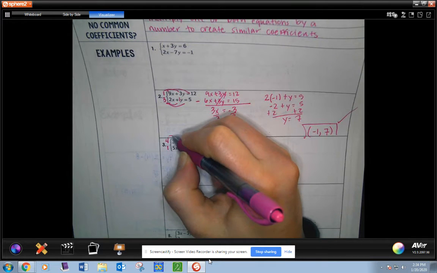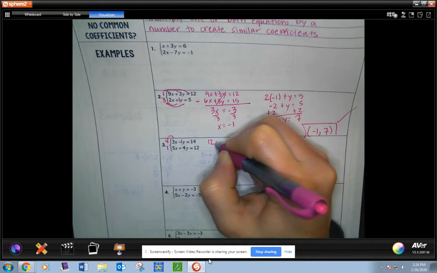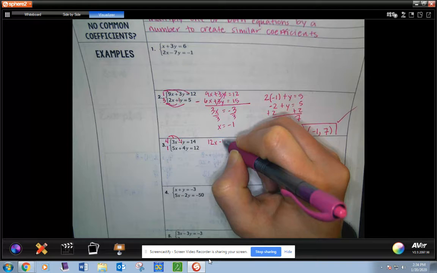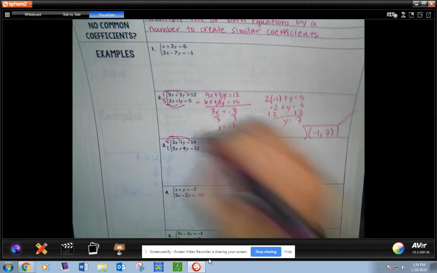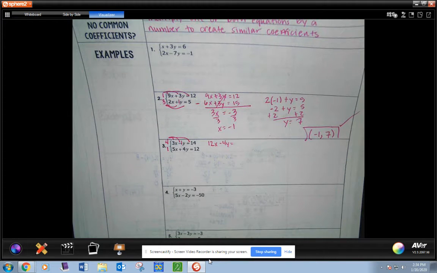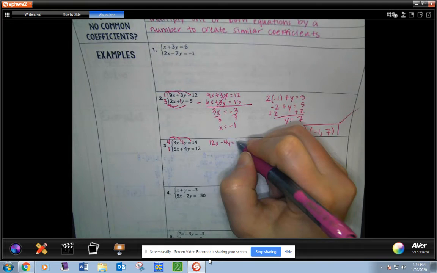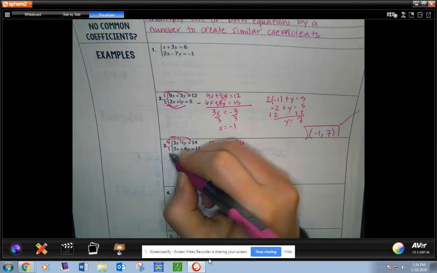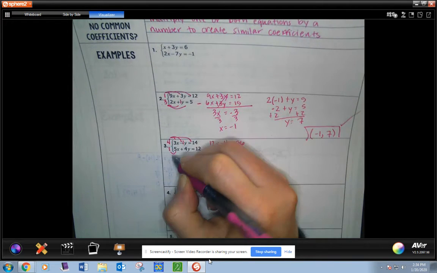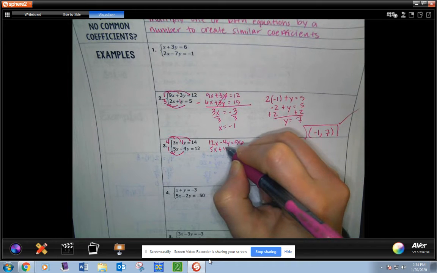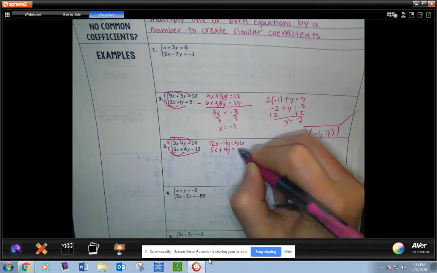So we're going to distribute 4 first. This becomes a 12x, a negative 4y, and then 4 times 14 is 56. Okay, 1 times 5x, 1 times 4y, and 1 times 12.